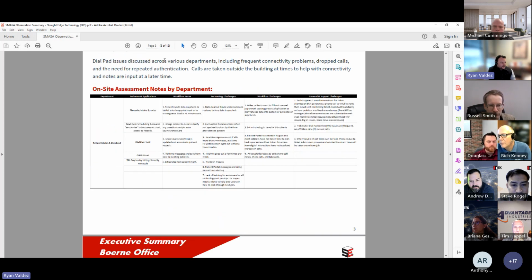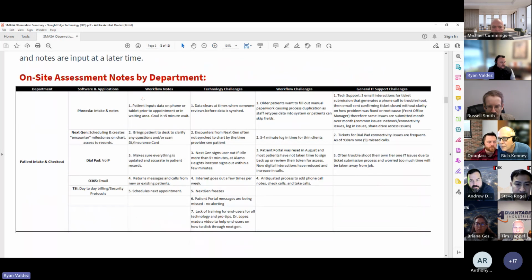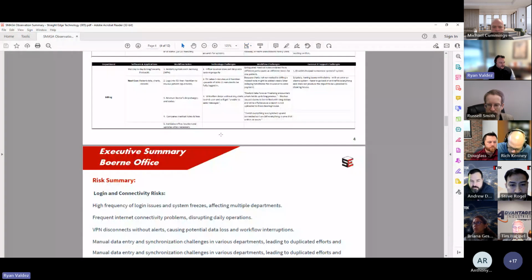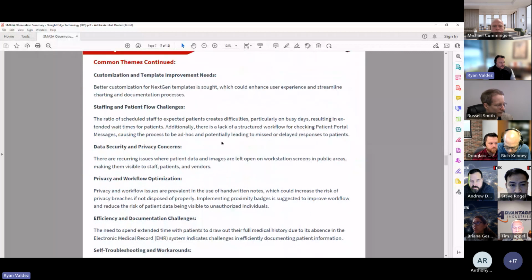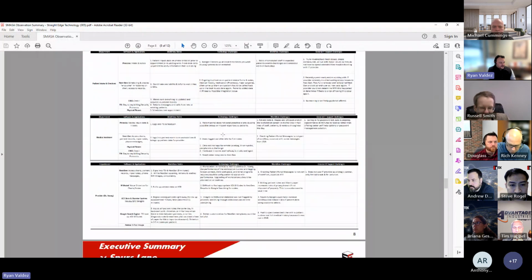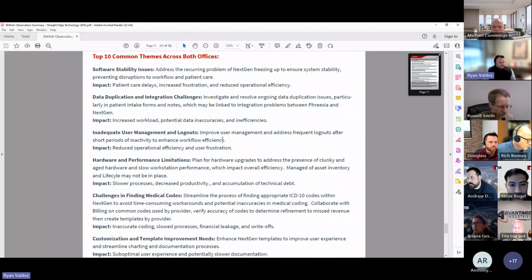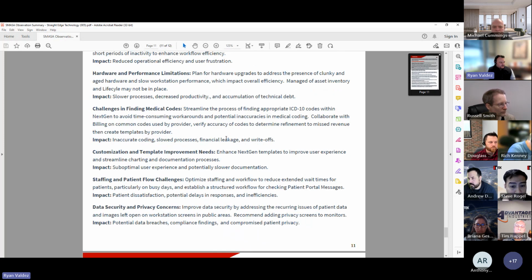Issues with the dial pad. This is really where I dug in. It was by department, and I started with what their software and applications are, what the workflow notes are, what the workflow challenges are, and I tied it to general IT support challenges. Long story short, at the very end I summarized all the themes that we observed. This will help CAMs draw out projects, but really it helped Dr. Rozier. It gave him a good look at some issues that are common within two of our prime locations.